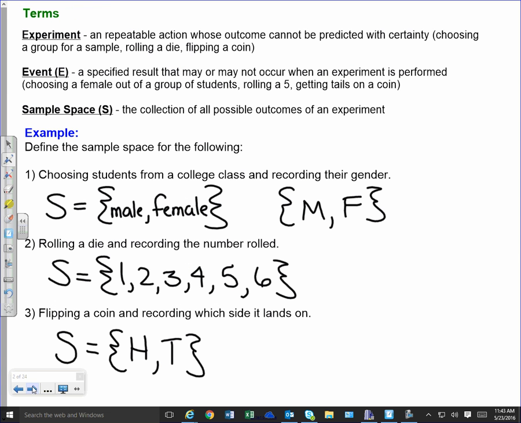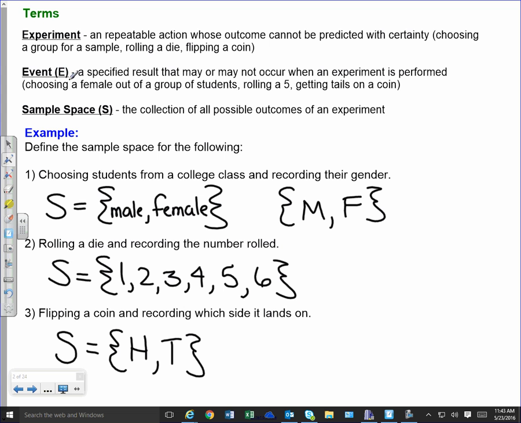So some terms we're going to be using with probability. An experiment is just a repeatable action where the outcome cannot be predicted with certainty. So choosing a sample, rolling a die, flipping a coin, all those things we don't know what the outcome is going to be beforehand.